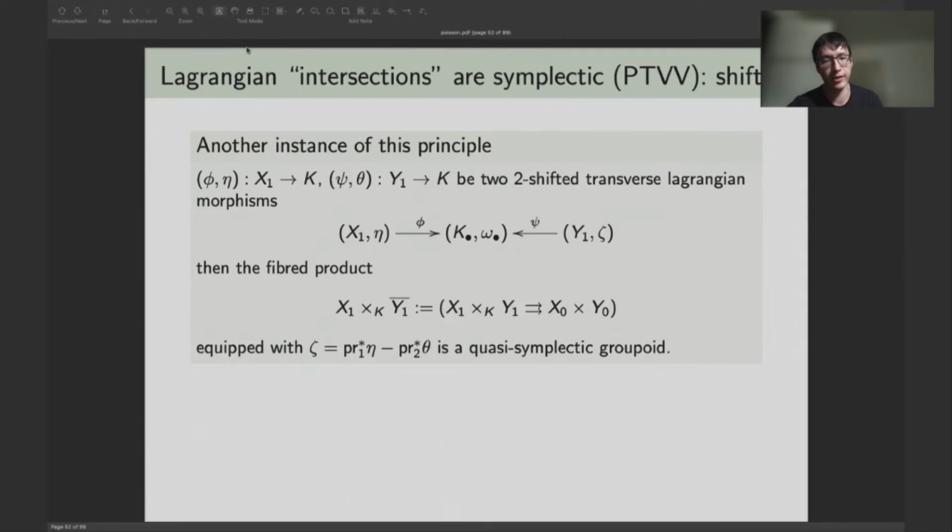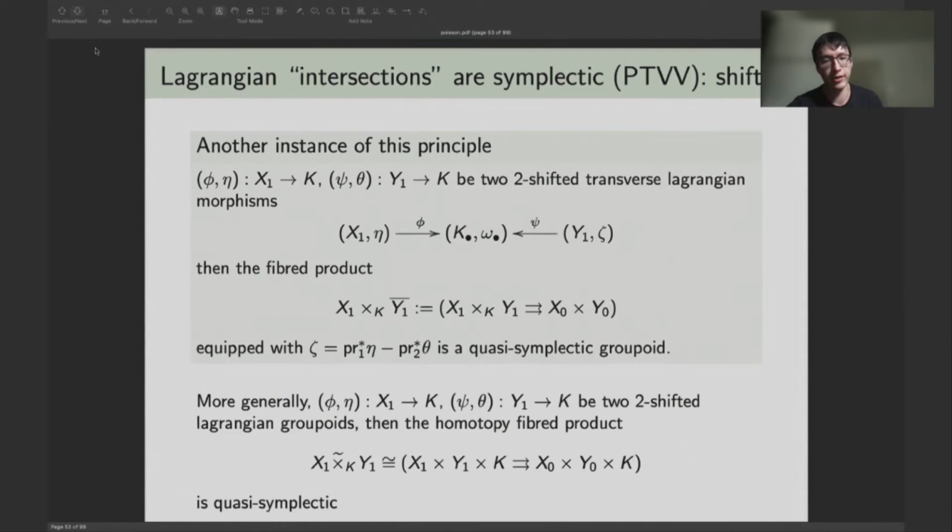Right? And the issue is this: since we are in the smooth category, we have to take transverse moment maps. And if these moment maps are not transverse, we can consider instead the so-called homotopy product of these moment maps. And the results about reduction for symplectic groupoids are special cases of this principle.